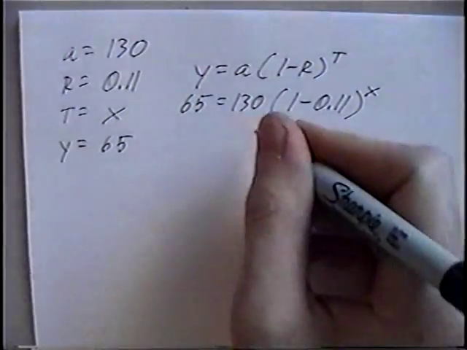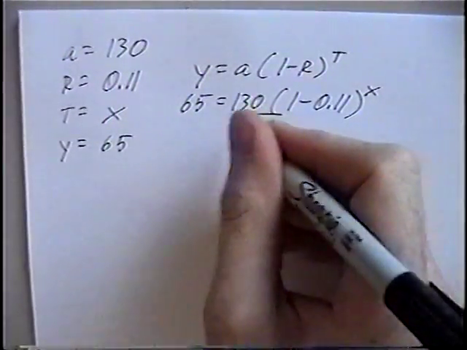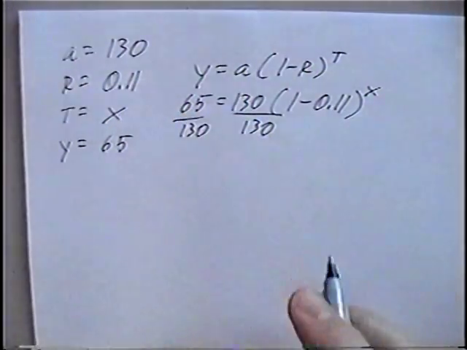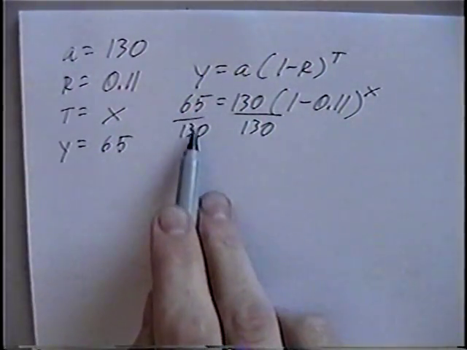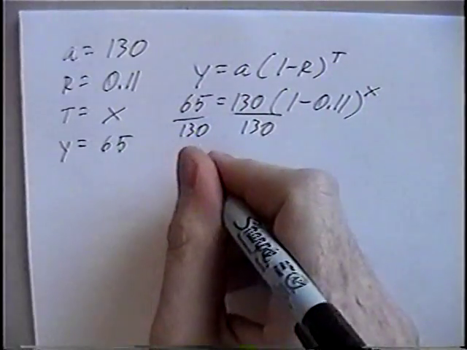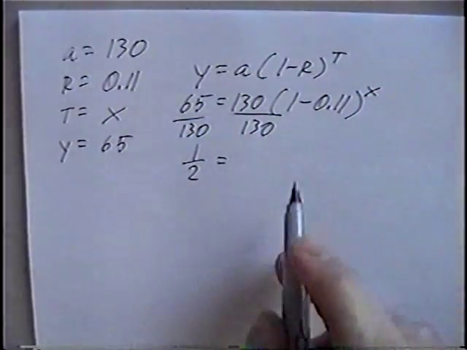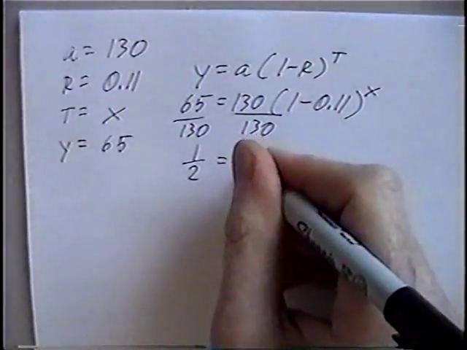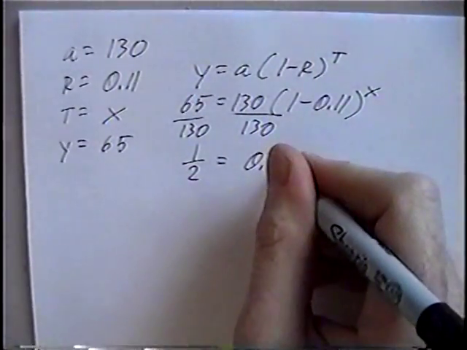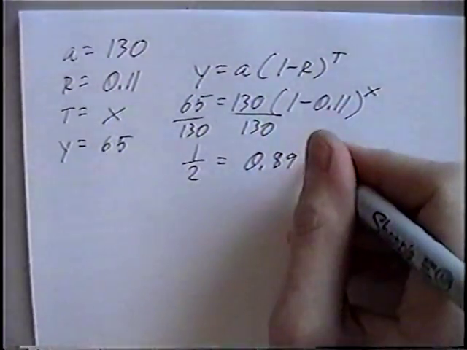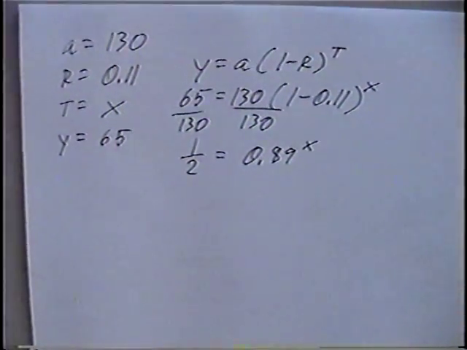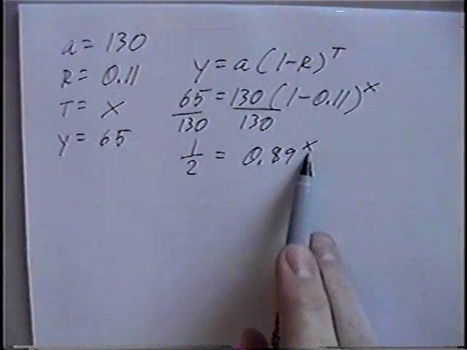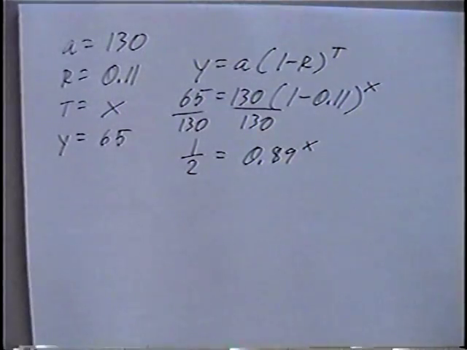To solve this, we can first divide by 130 on both sides. 65 over 130 would reduce to 1/2. 1 minus 0.11 would be 0.89 to the x power. Again, when we have variables as an exponent, that's when we can use logarithms to solve it.